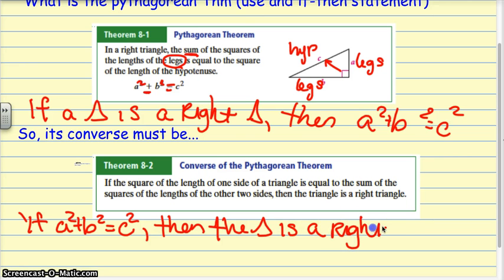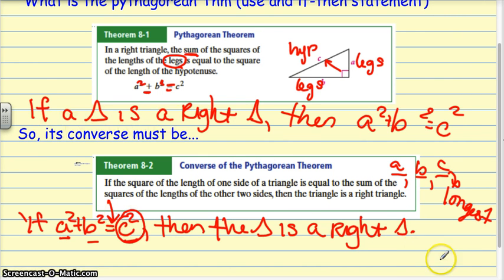The converse is used for when you're given three particular lengths and you don't know whether it is a right triangle. So you take a value for a, a value for b, and a value for c, remembering that c is always going to be the longest, and you plug them into a squared plus b squared equals c squared. If indeed a squared plus b squared is equal to the value of c squared, then you know that your triangle is a right triangle.